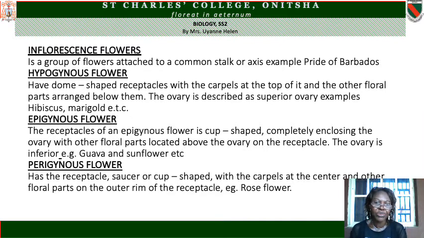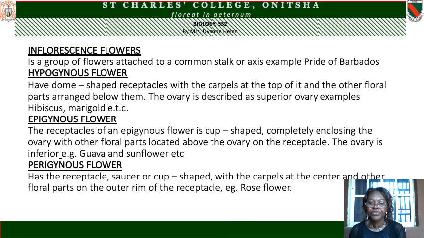Now we have the next term, which is a hypogynous flower. Hypogynous flower. We have some flowers that have dome-shaped receptacles with the carpel at the top. That's the carpel, meaning the female part is at the top of the receptacle. Then you have the stamens and the petals radiating underneath the ovary. This kind of flower is said to be hypogynous, and that kind of ovary that is sitting on the receptacle is called a superior ovary. We have examples in hibiscus or marigold flower.